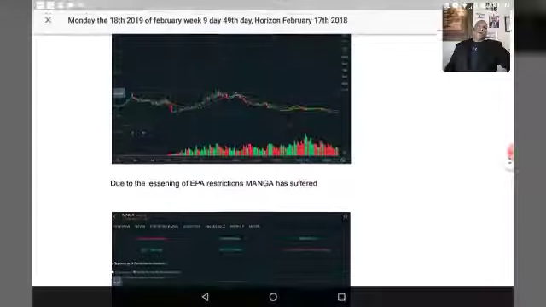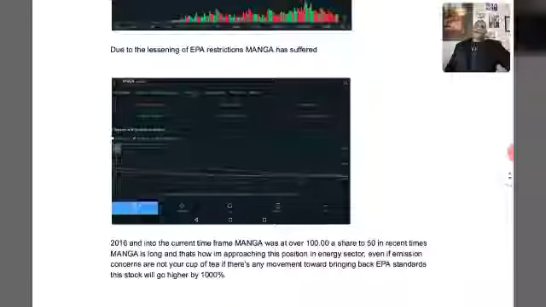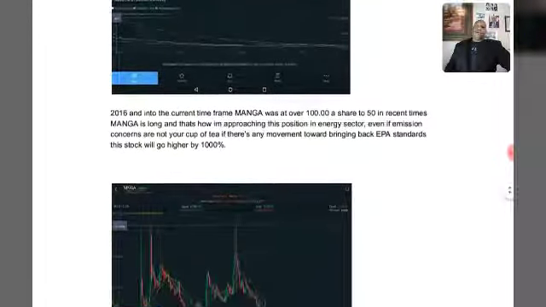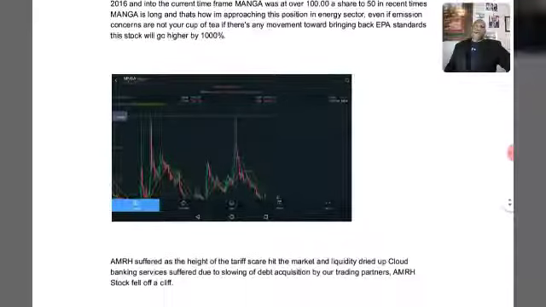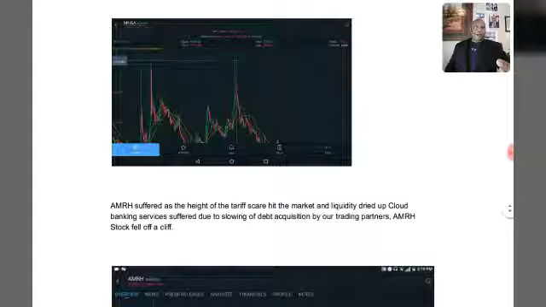Sky Solar really got hit hard by the tariffs. These are some charts. This is all going to be in the transcripts. You can go look and verify what I'm talking about.